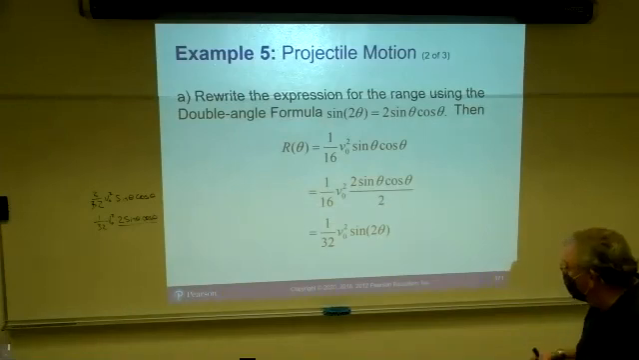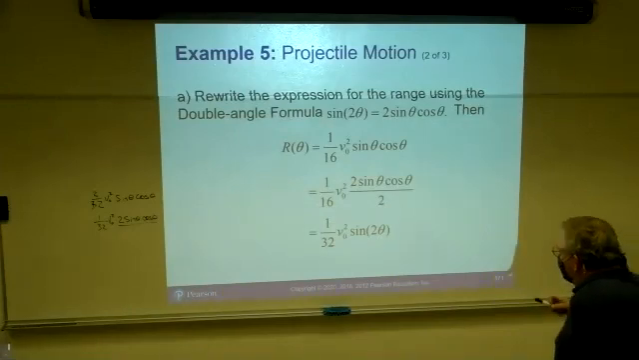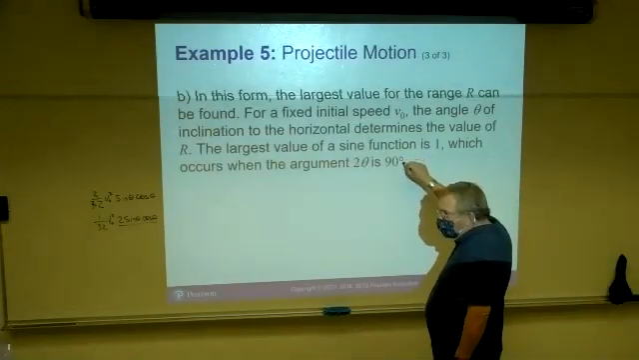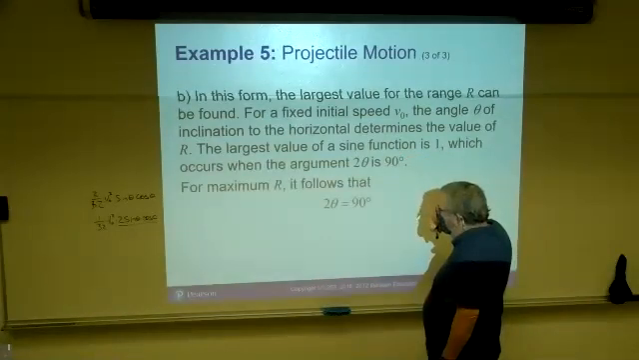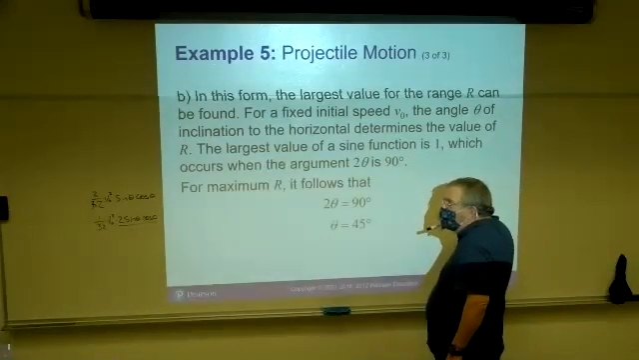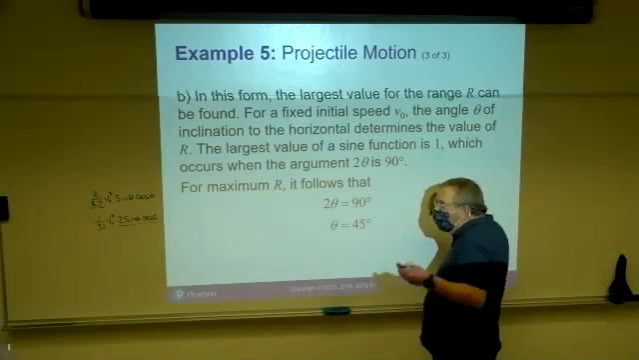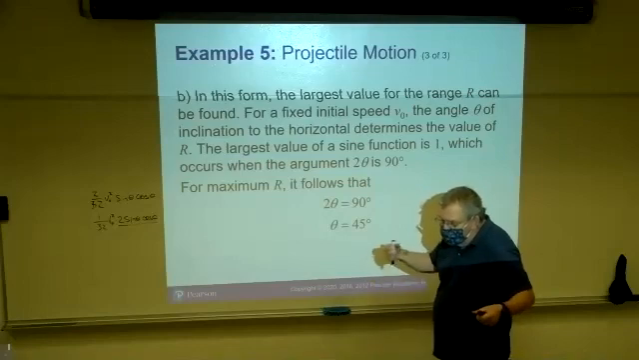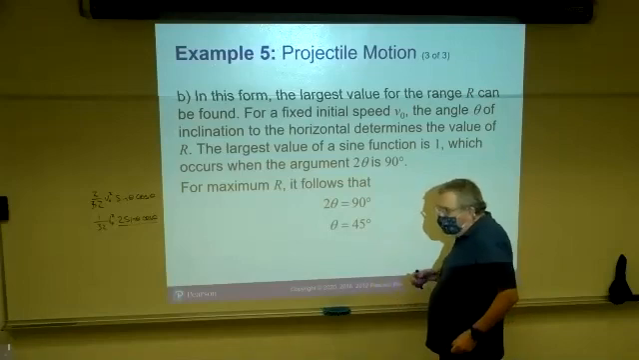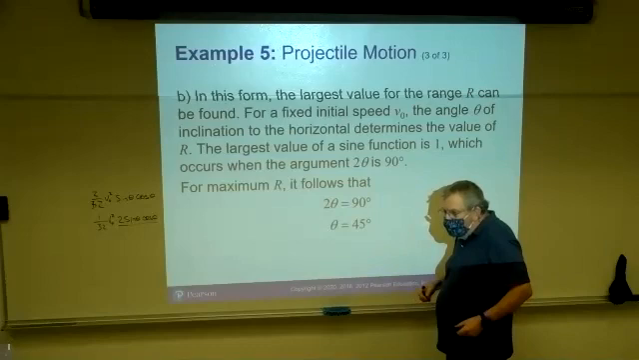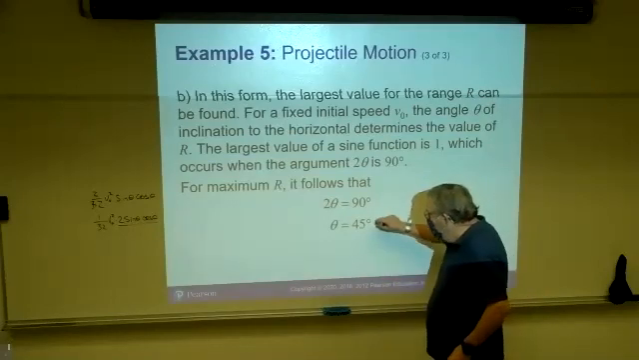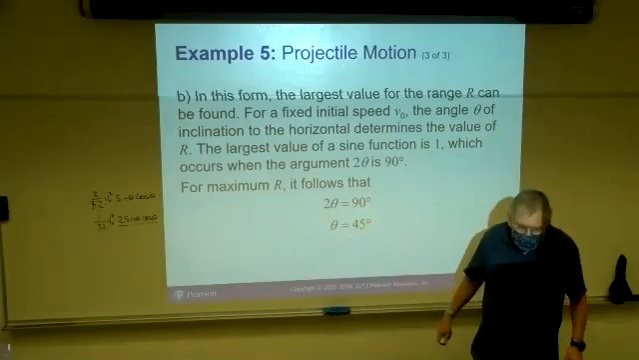Because that's the maximum of the y of sine. So that means theta has to be half of 90, which is 45. Without any air resistance, wind, or anything affecting the projectile, you get the furthest distance when the angle is 45 degrees.